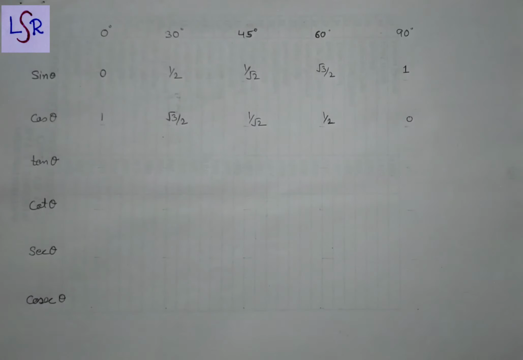Now we'll go for the tan theta. We all know that tan theta equals sin theta upon cos theta. For 0, we have 0 upon 1. 0 upon 1 means if we divide 0 by any number, we will be getting 0 only. So tan 0 is 0.